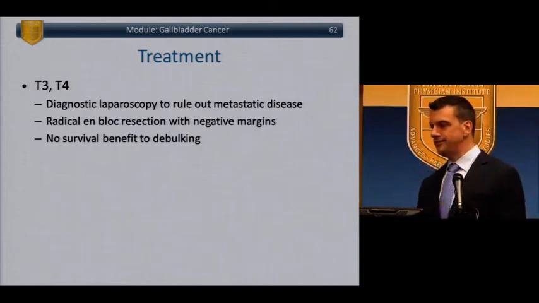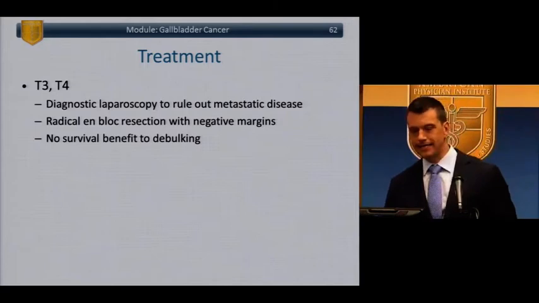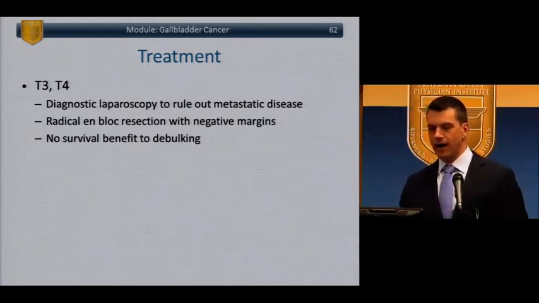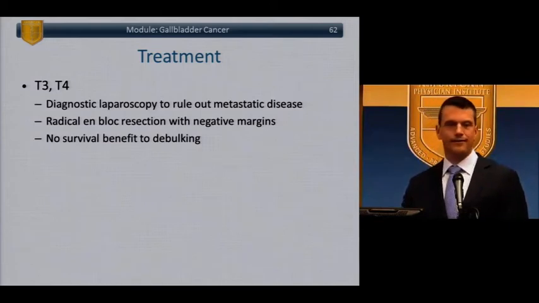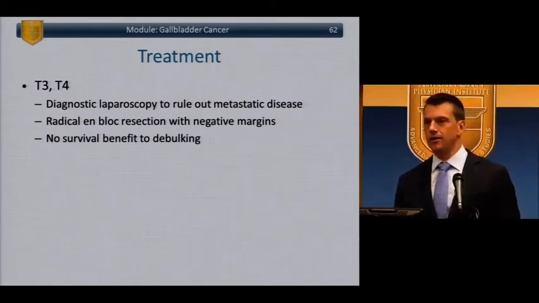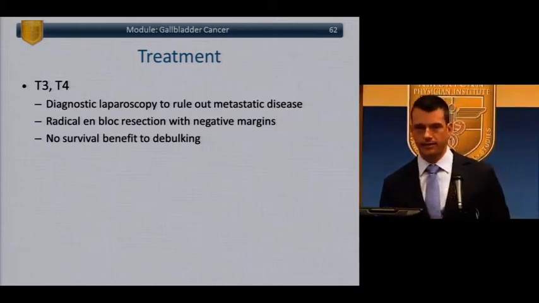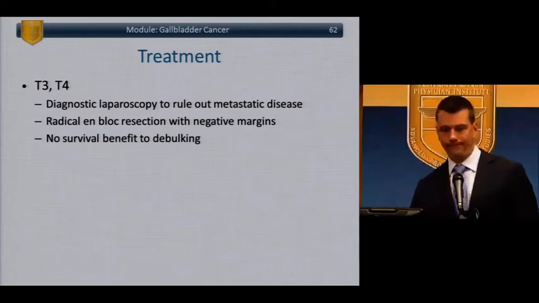For T3 and T4, you need diagnostic laparoscopy to look for metastatic disease. This is treated with a radical en-bloc resection with negative margins. No survival benefit to debulking. So really, with metastatic disease or large volume disease that you can't get all of, there's really no point in going because the survival is equally low.